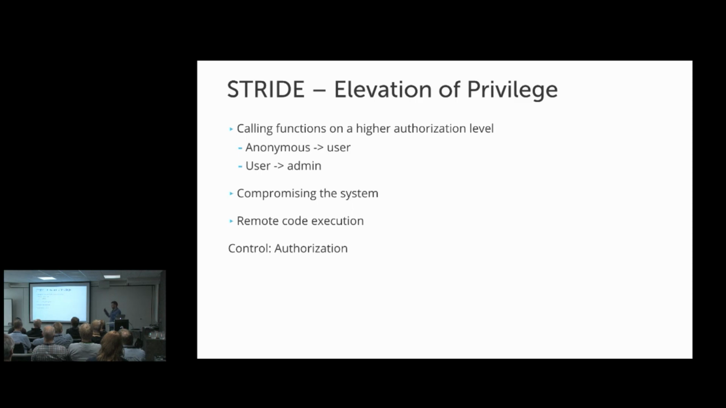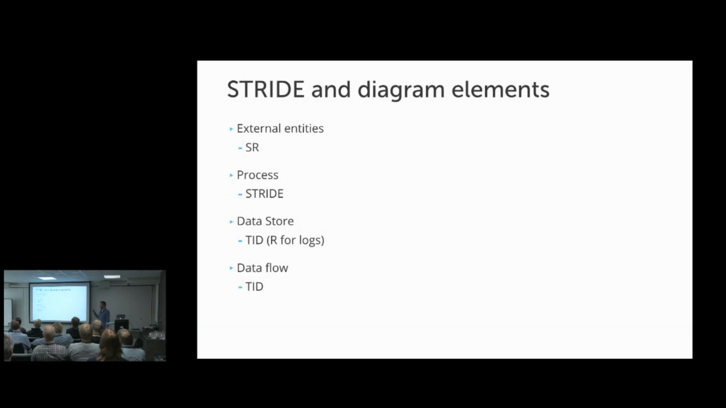Now that we have this toolkit in place, we can think about where we want to apply these things. On external entities, we want to think about whether or not they can be spoofed, or whether or not they can deny that they did something. On the process itself, we think about the full STRIDE. On a data store, we think about things like, can someone tamper with this data store? Does it leak information? And can someone stop it from working? And if it's a log, we also think about repudiation. Can someone fake log messages or do anything else to this log? On data flows themselves, we think about, can someone tamper with the data as it's flowing here? Do we leak information while the data is flowing here? Or can someone stop this data from flowing altogether?